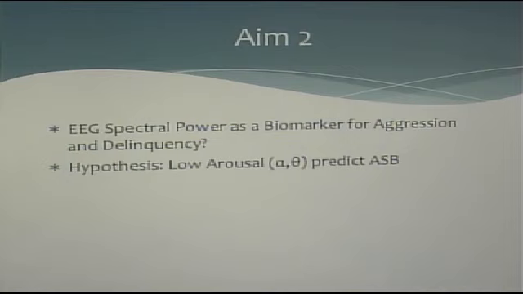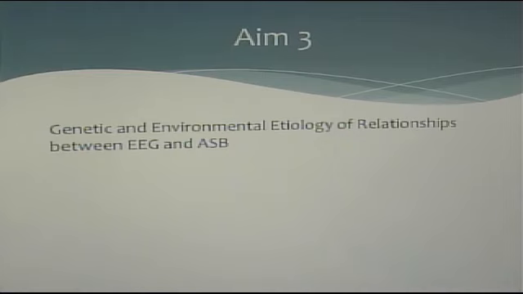In terms of hypotheses, we expected to see low arousal, so alpha and theta, predicting antisocial behavior. Because no one in the past really examined aggression versus delinquency, we didn't have specific hypotheses about that, even though these were violent offenders in the past. And lastly, these relationships have emerged in the past. We expected to see something here, maybe not as robust, but something between low arousal and ASB, antisocial behavior.